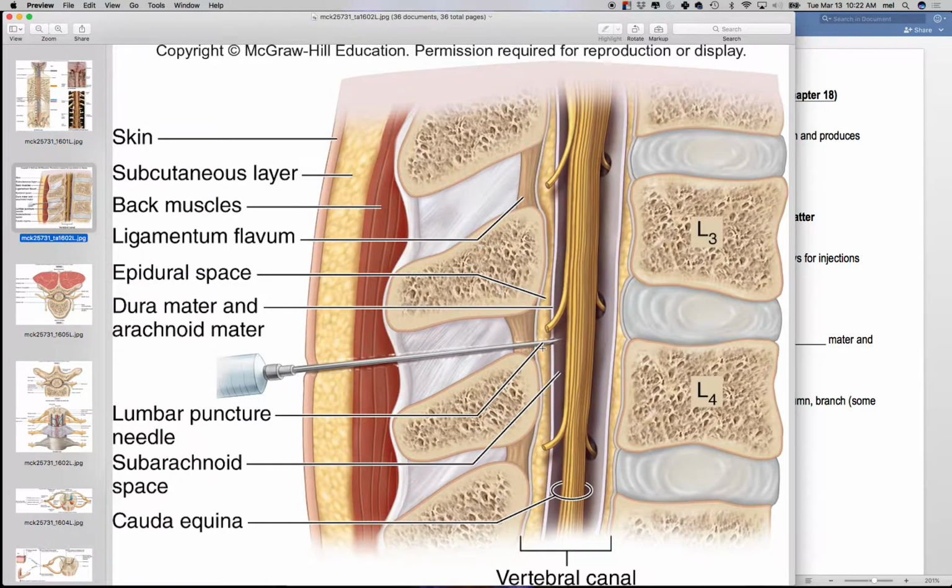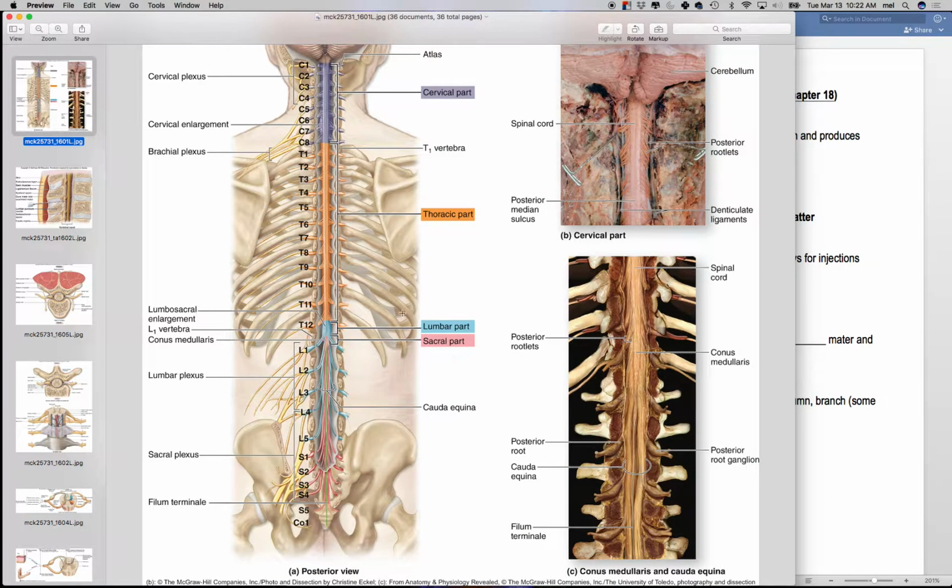This is not an epidural injection. This is called a spinal tap or a lumbar puncture. That's what this is trying to show you. A spinal tap or lumbar puncture is actually going to try to get some cerebrospinal fluid. Let me show you why you can get cerebrospinal fluid: where the spinal cord ends, the meninges do not end until about S2.